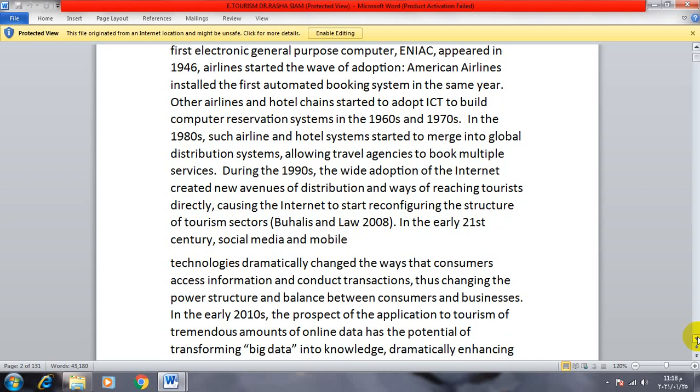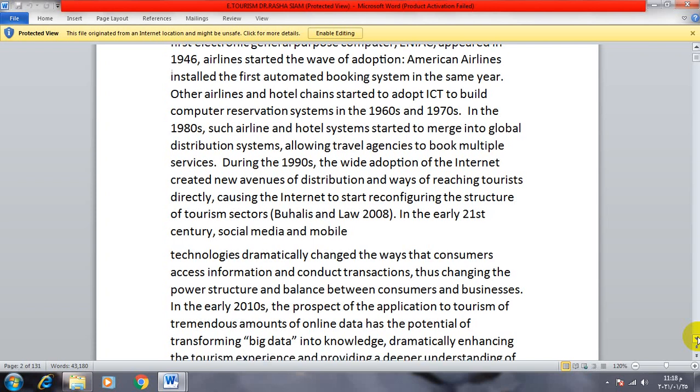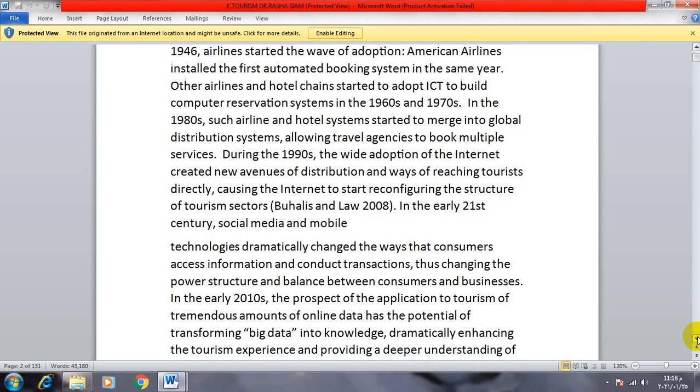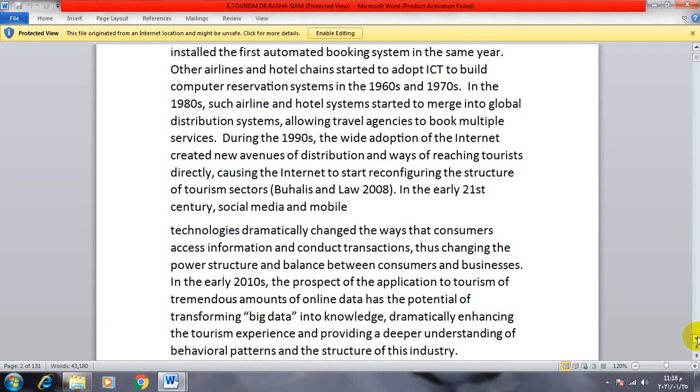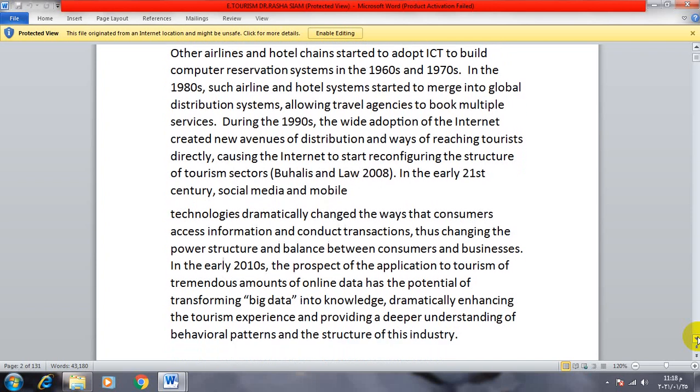In the early 2010s, the prospect of the application to tourism of tremendous amounts of online data had the potential of transforming big data into knowledge, enhancing the tourism experience and providing a deeper understanding of behavior patterns and the structure of this industry.